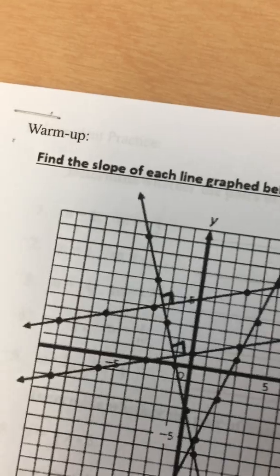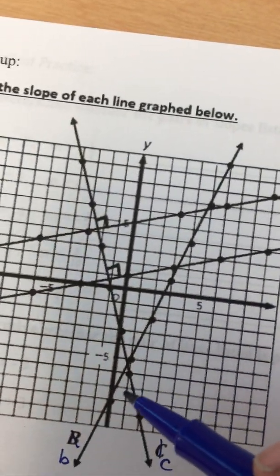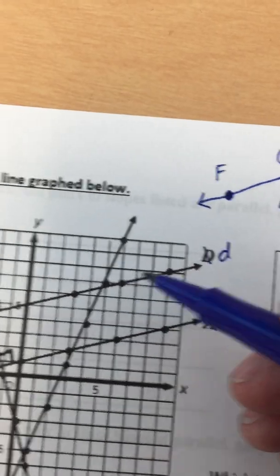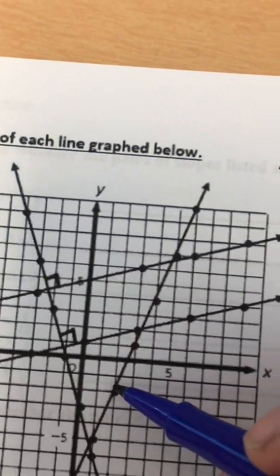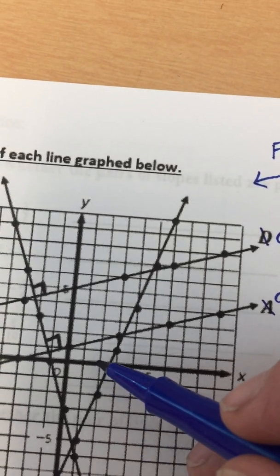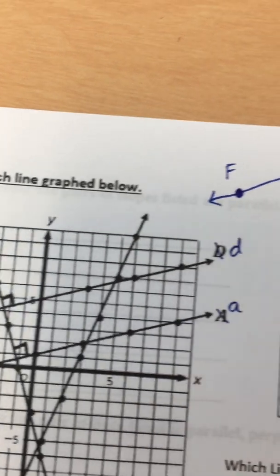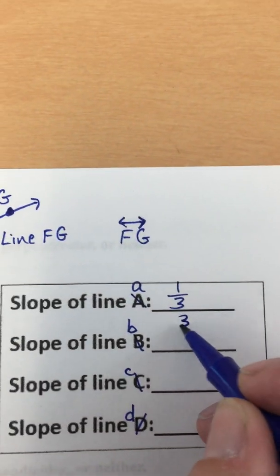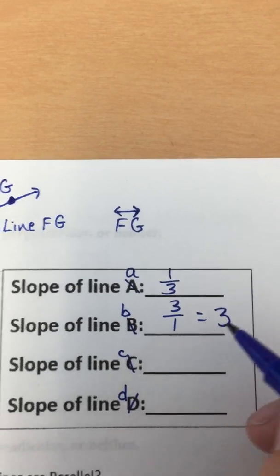Line B. Line B is this one over here. So again, I find some pretty points, and I'm looking for some that are easy for us to see. Let's use these right here at this point. So I can go up 1, 2, 3, and over 1. So again, it's a positive slope. It's up 3 and over 1. So line B is 3 over 1, or you could just say it's a 3. Either one, they're the same.